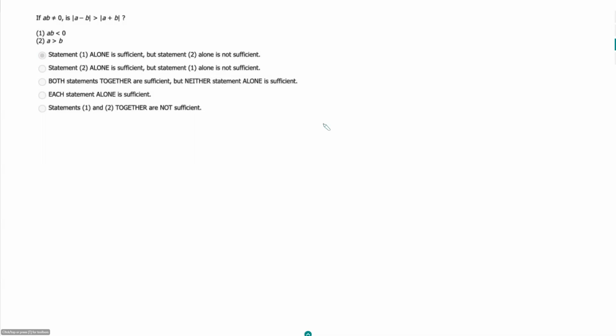If a times b is not equal to 0, is the absolute value of a minus b greater than the absolute value of a plus b?